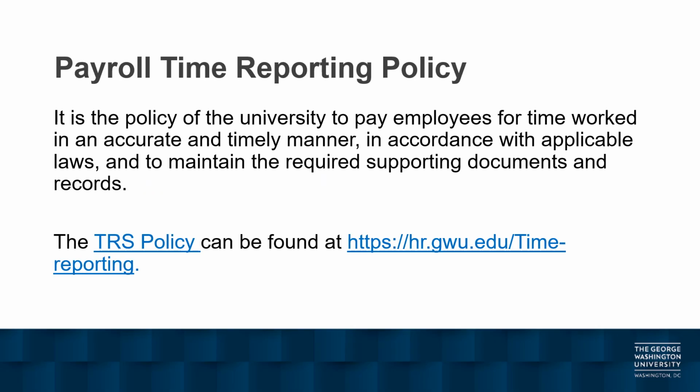Payroll time reporting policy. It is the policy of the university to pay employees for time worked in an accurate and timely manner in accordance with applicable laws and to maintain the required supporting documents and records. The TRS policy can be found at https://hr.gwu.edu/time-reporting.